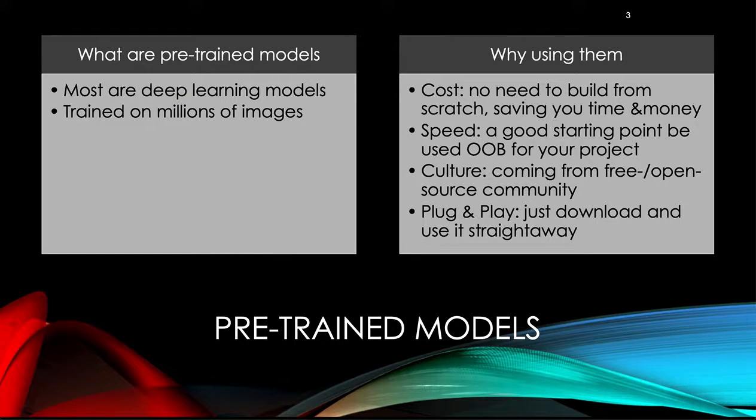Fortunately, many pre-trained image classification models are available nowadays. Most of them are deep learning models trained on millions of images. There are many benefits associated with using such pre-trained models. For example, cost saving. No need for you to build from scratch, saving you lots of time and money. Speed to market: it is a good starting point to be used out of the box for your project. Also, they come from the open source community and are plug and play. You just need to download and use it straight away.